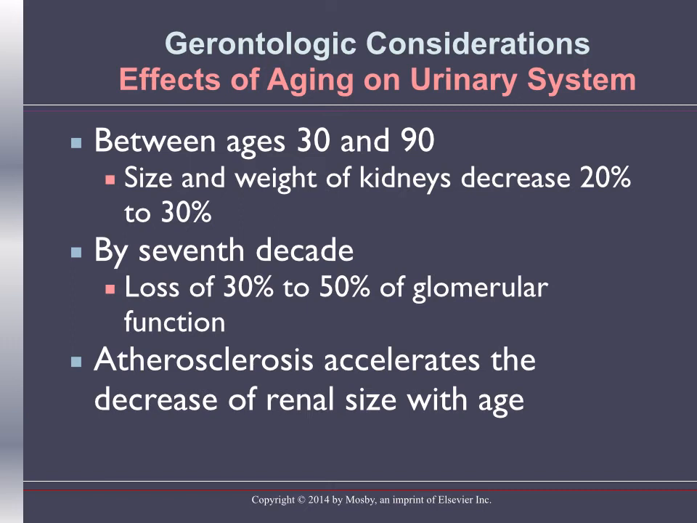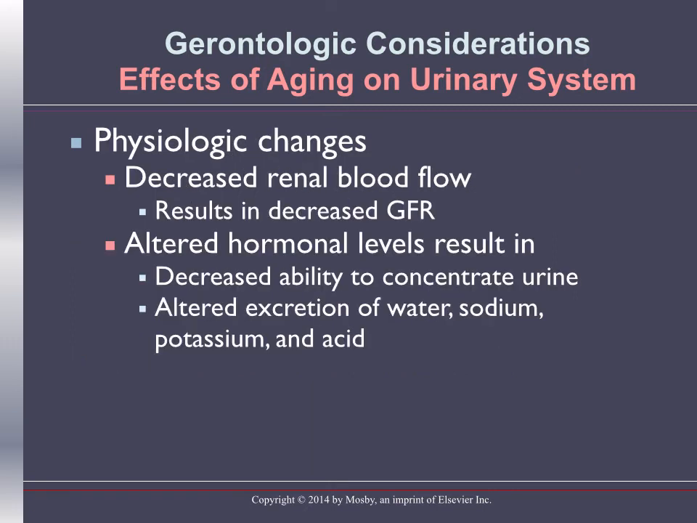So the size and weight of kidneys decrease 20 to 30% between 30 and 90 years of age. And by the seventh decade, by 70 years, there is a loss of 30 to 50% of glomerular function. If somebody has atherosclerosis, it will speed up the decrease in size of the kidneys with age. Let's go to the next slide.